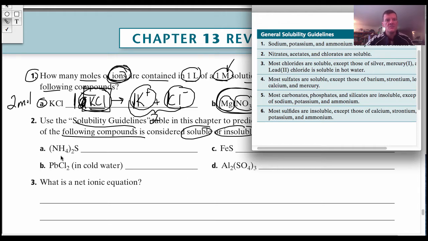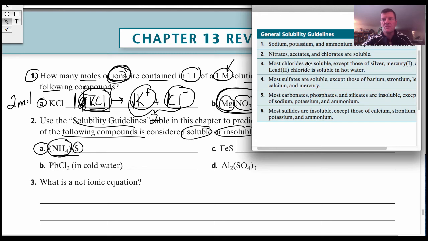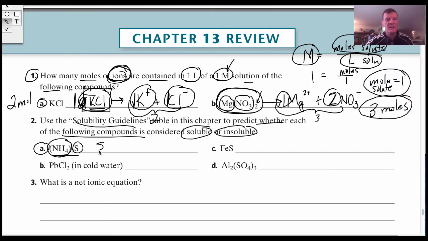Okay? So all I do is look at what is given. Here, this compound is ammonium sulfide. So let's refer to the solubility rules. What does it say about ammonium compounds? Look at number 1. Right here it says ammonium compounds are soluble. So we know anything that has ammonium in it is going to be soluble. Okay? Let's look at this one.